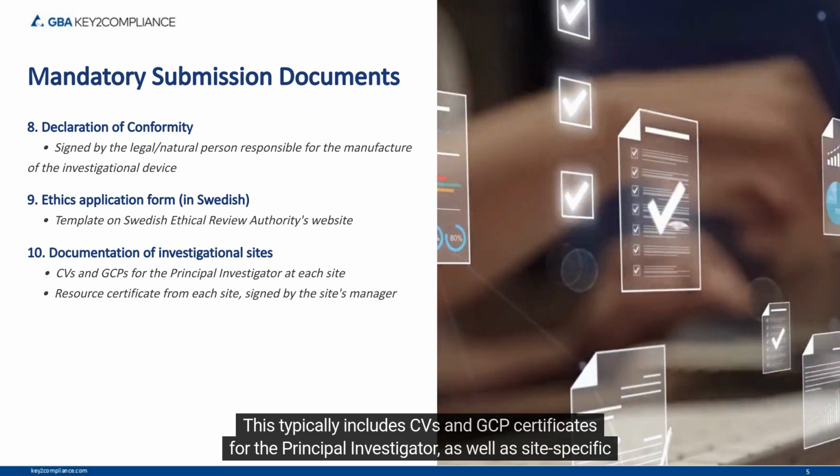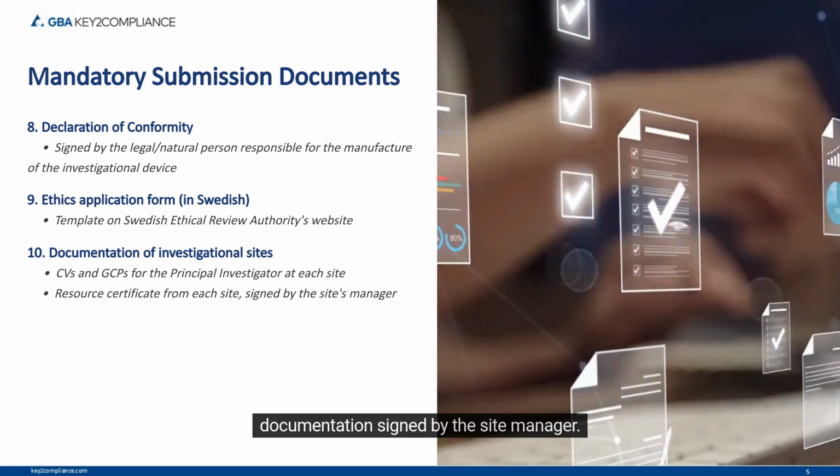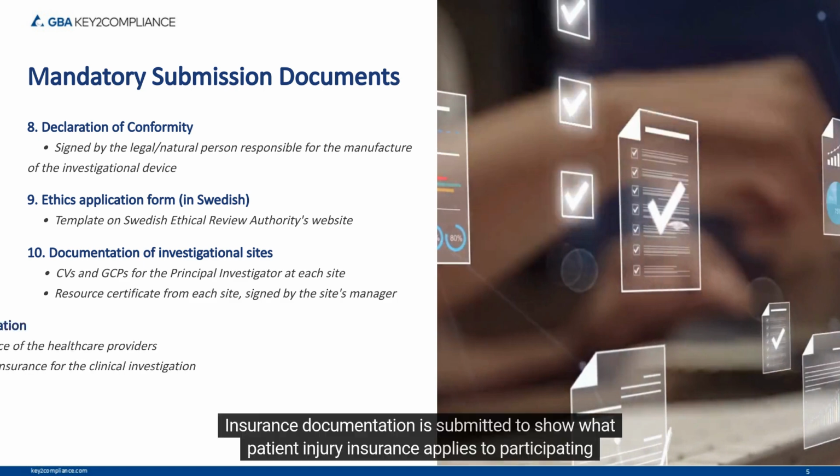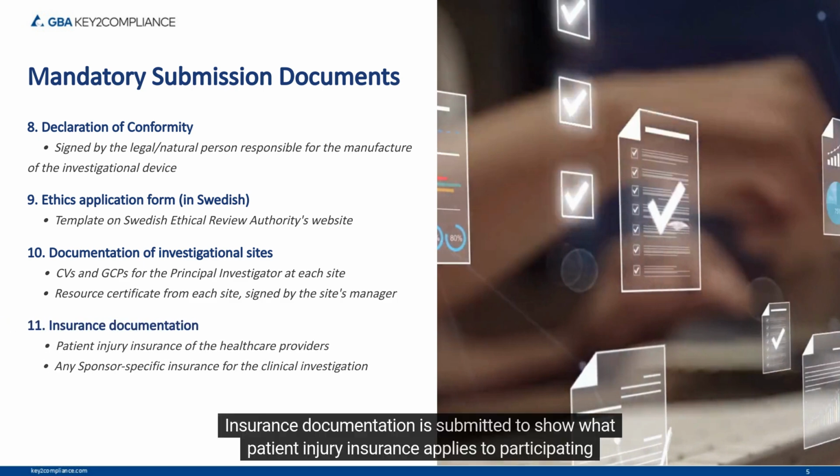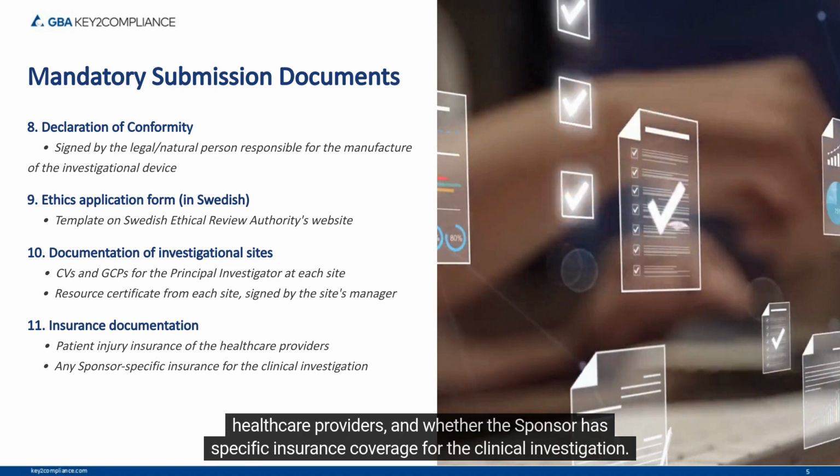This typically includes CVs and GCP certificates for the principal investigator, as well as site-specific documentation signed by the site manager. Insurance documentation is submitted to show what patient injury insurance applies to participating healthcare providers and whether the sponsor has specific insurance coverage for the clinical investigation.